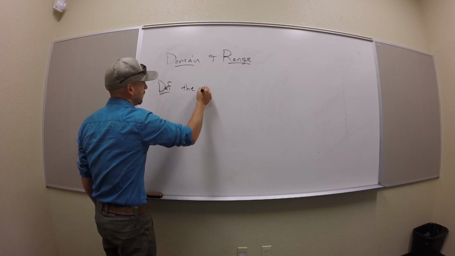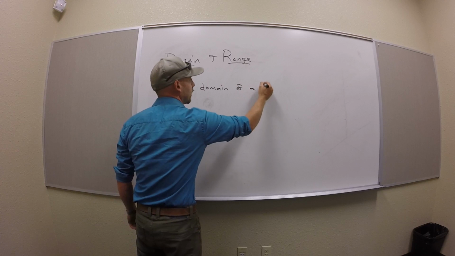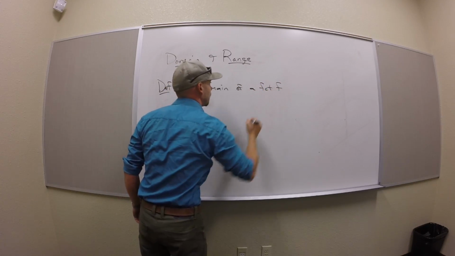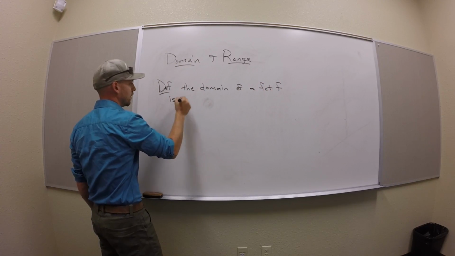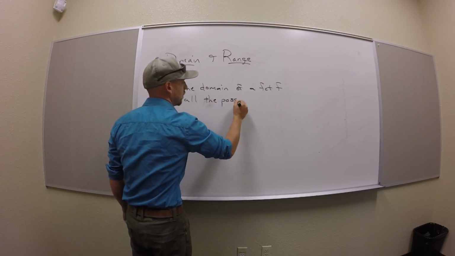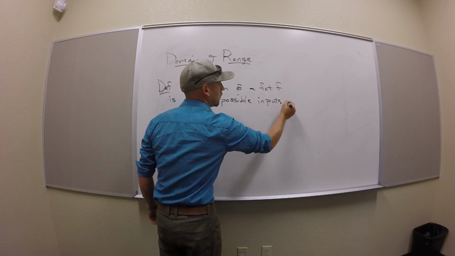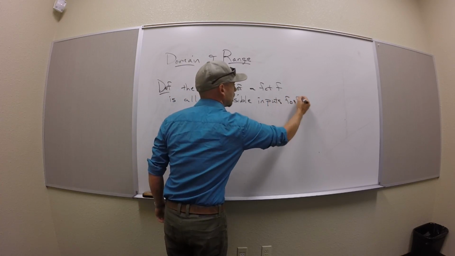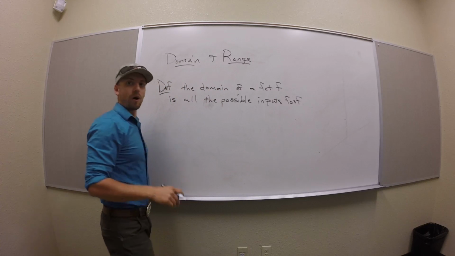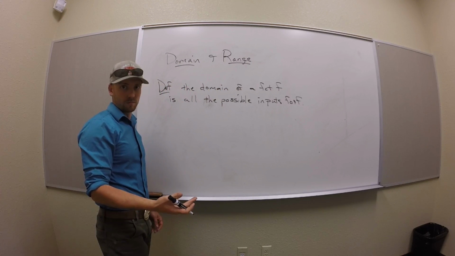The domain of a function f is all the possible inputs for f. Right? So f's a machine. The domain is all the things that fit into the machine.